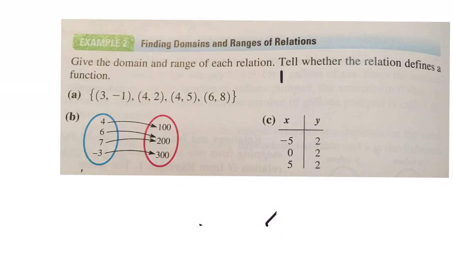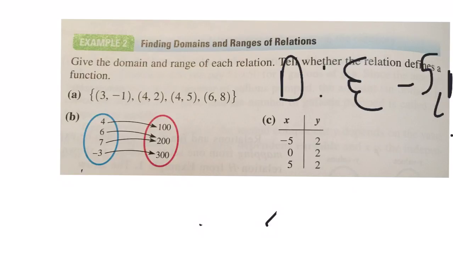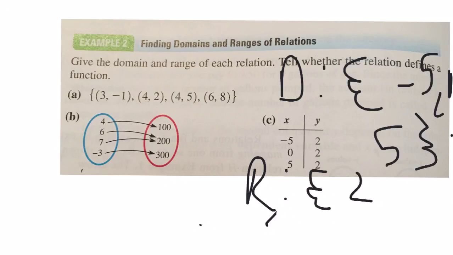For part C, the domain, the set of all x values, I have to just look under the column for x, so that'd be -5, 0, and 5. And the range, since the only number in the range is 2, you write the 2 once. And since none of the x values repeat, part C would be a function.